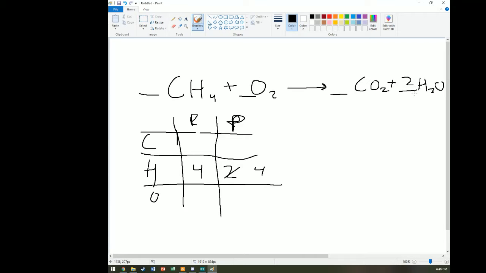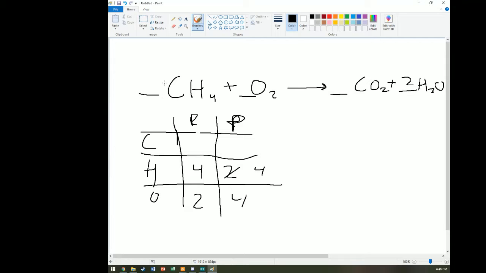Now that we have oxygens here, now is a good time to make sure that those oxygens are balanced. We have 2 from this water, and then we have 2 in the oxygen here. So 2 plus 2 is 4, and we currently have 2 here. This subscript here says we only have 2 atoms of oxygen, so that's not balanced. However, I'm going to wait to balance that just in case it balances out with something else.